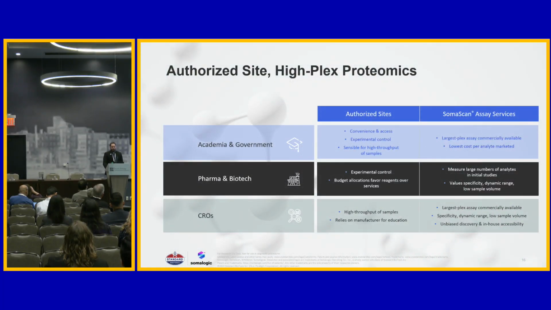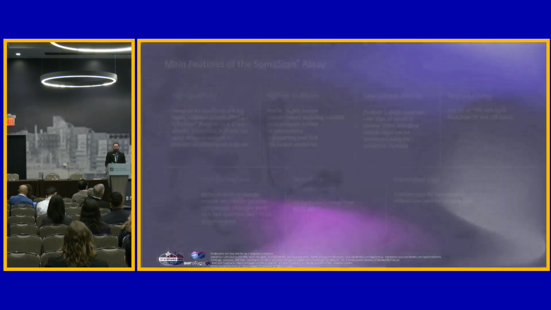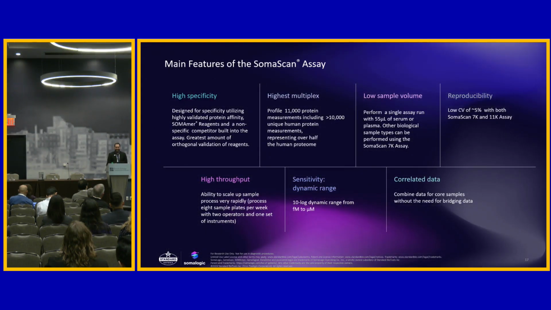So through all of this, we have an authorized site with high-plex proteomics, and I'm running out of time, so I'm going to breeze through the rest. The SomaScan assay really leverages the high specificity of our reagents to be able to multiplex and do these assays within a low sample volume. We run at about a 5% reproducibility through the CV and incredibly high throughput with a great dynamic range.